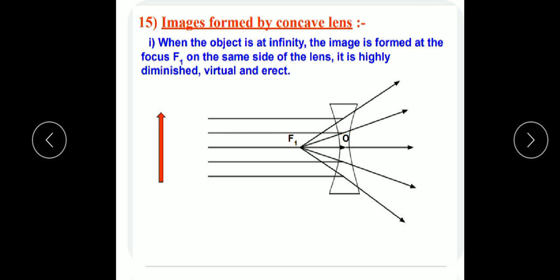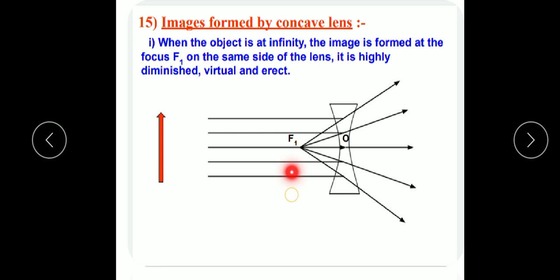Now let us discuss the formation of different types of images by a concave lens at different positions of the object. The type of the image formed by a concave lens depends upon the position of the object in front of the lens. When the object is moved closer to the lens starting from infinity, two cases arise. The first one is when the object is placed at infinity.